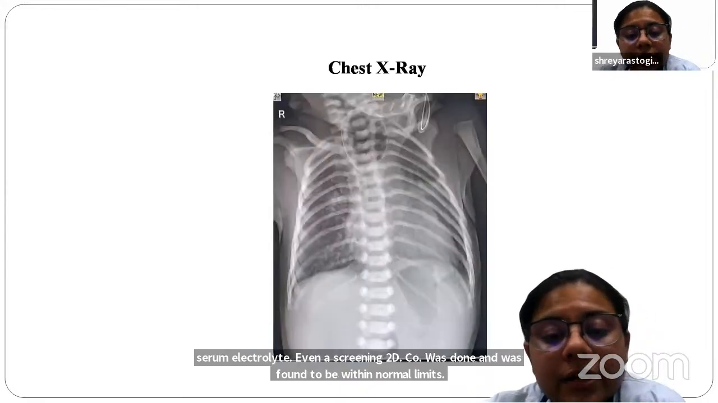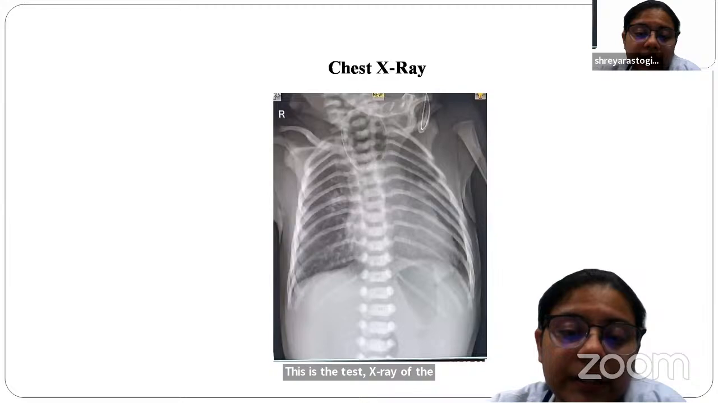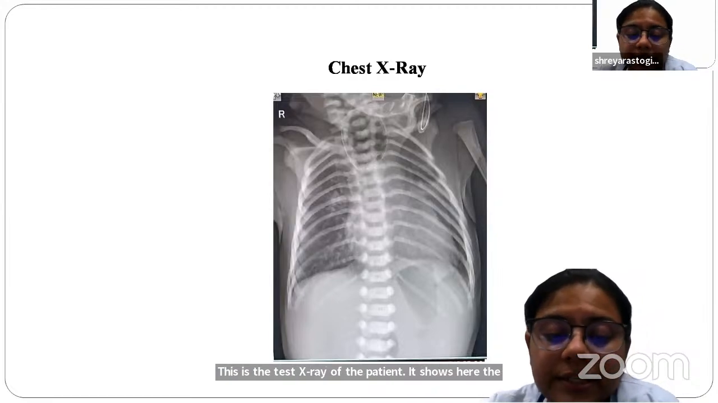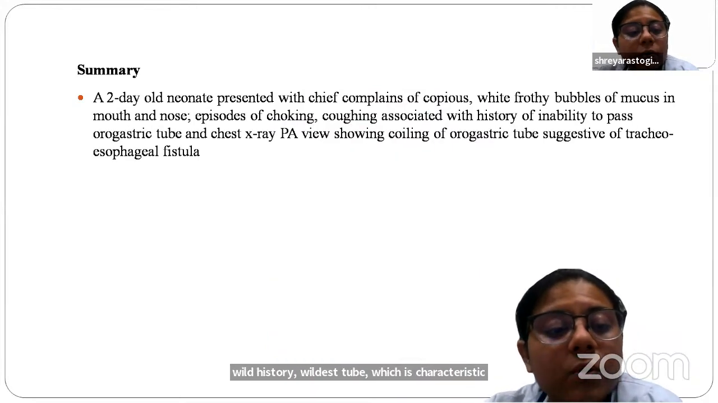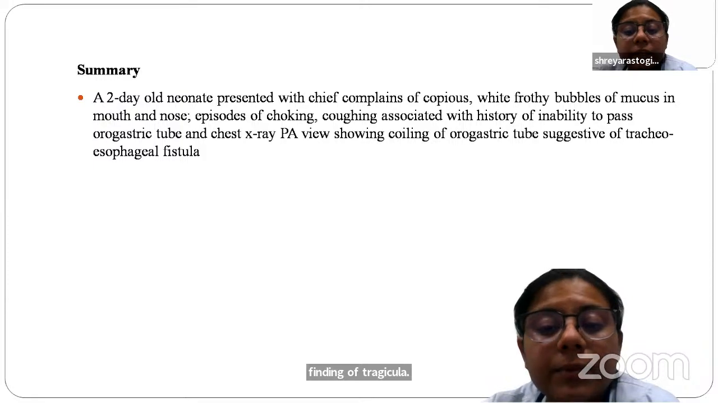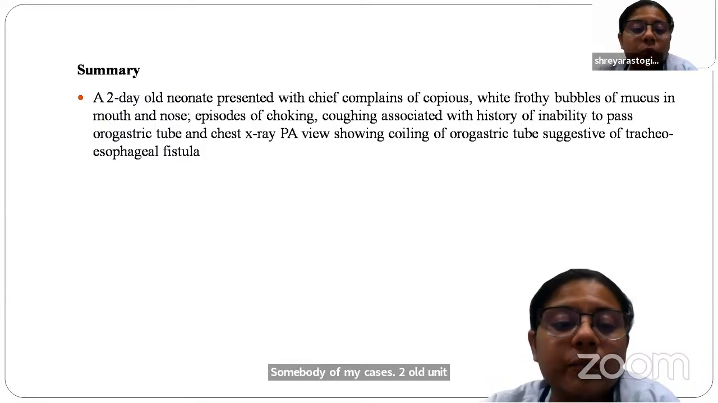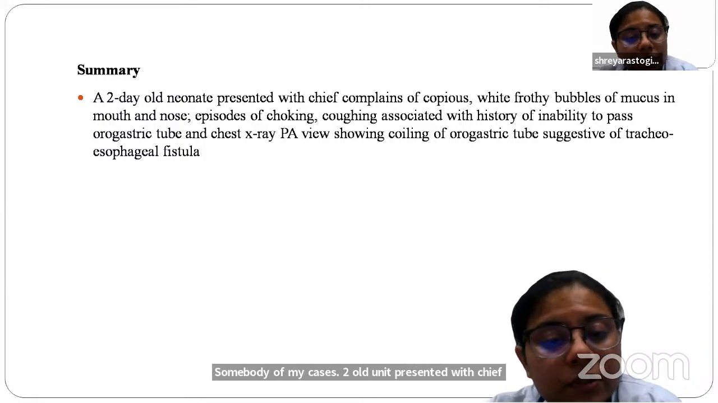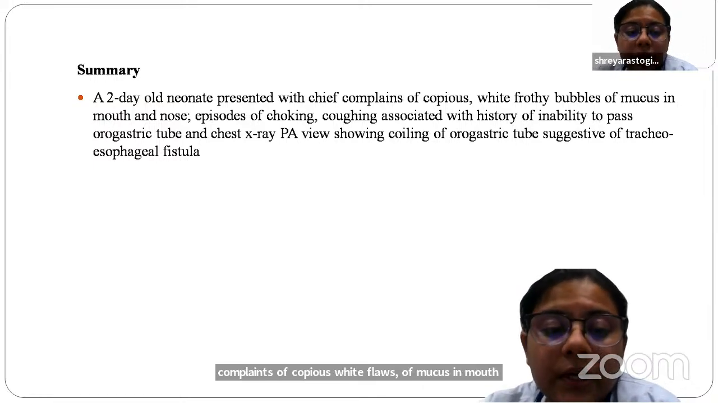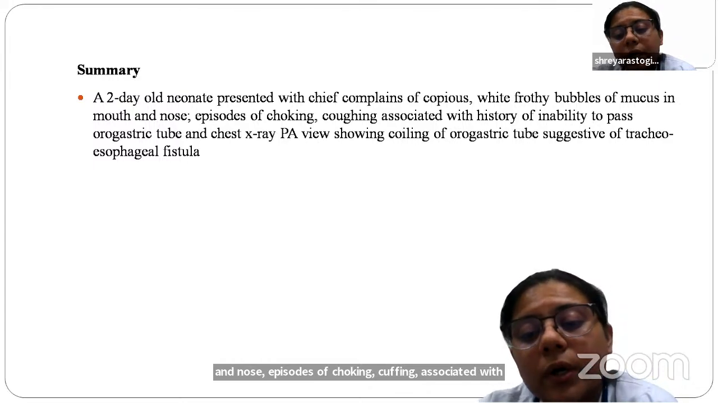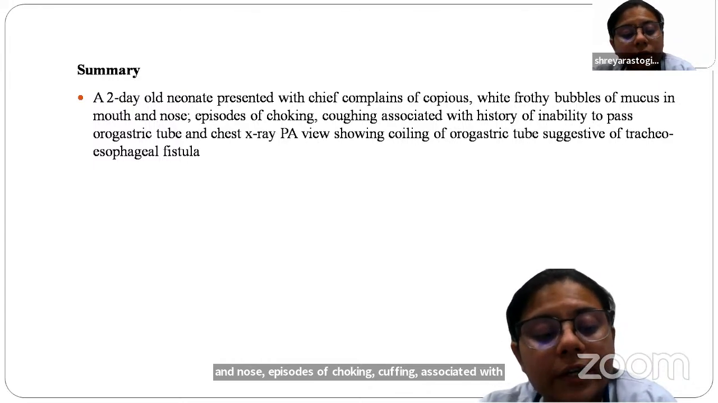This is the chest X-ray of the patient. It shows the coiled orogastric tube, which is a characteristic finding of tracheoesophageal fistula. The summary of my case is a 2-day-old neonate presented with chief complaints of copious white frothy bubbles of mucus in mouth and nose, episodes of choking, coughing associated with history of inability to pass orogastric tube, and chest X-ray PA view showing coiling of the orogastric tube suggestive of tracheoesophageal fistula.